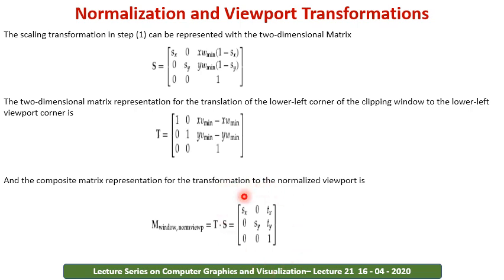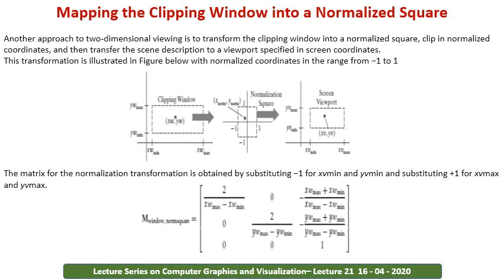So this is the normalized viewport matrix representation, where the diagonal elements are the Sx and Sy parameters, the third row values are the Tx and Ty parameters, and one is for the homogeneous coordinates. Once that mapping is done, it will be exactly converted into the normalized square.